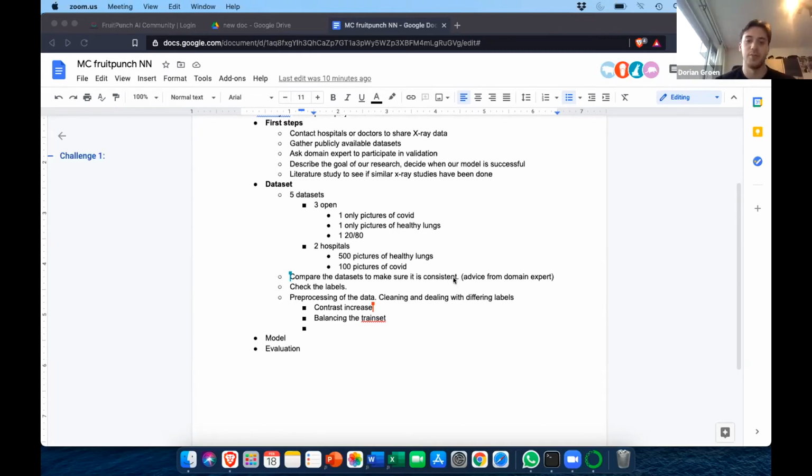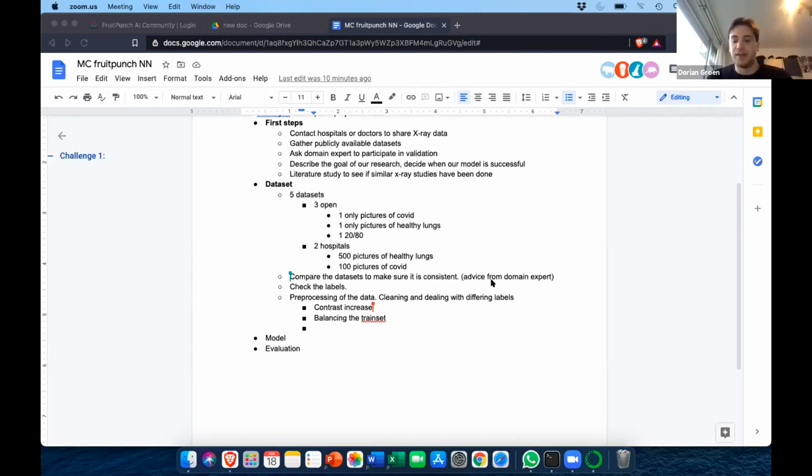It's fine, yeah. Okay, so the first thing we wanted to do is compare the data sets to see if they are consistent, to check for the correlated noise, if that is similar within the X-ray pictures. So check for quality, color, those kind of things. Then check the labels, for example, if they're binary classified or categorically or different in any way, and then probably deal with those differing labels and check for missing labels.